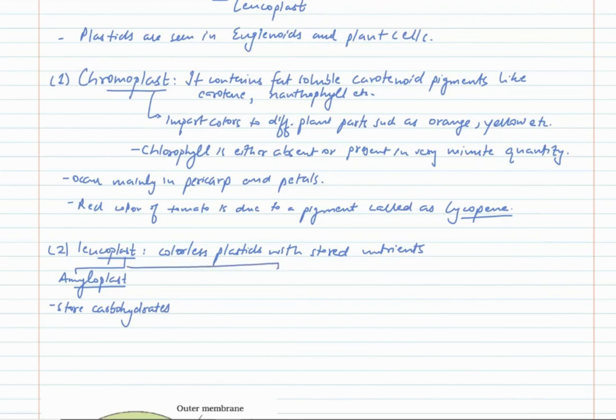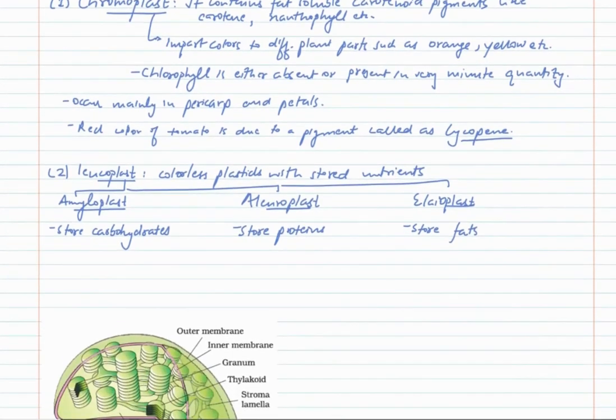They can be aleuroplast, they store proteins, and elioplast, they store fats. So leucoplasts are colorless plastids which can be of amyloplast type or aleuroplast or an elioplast, and different types of leucoplasts store different type of nutrients.